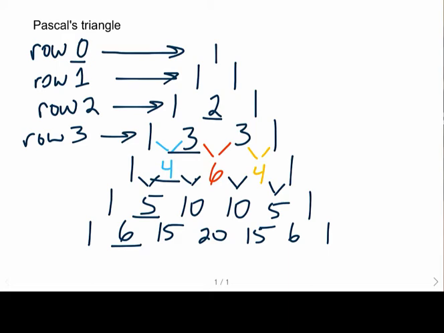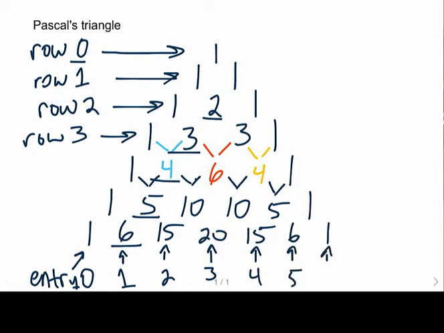So if we look at the last row that we wrote, which is the sixth row, 1, 6, 15, 20, 15, 6, 1, the first number, the 1, is entry 0. The 6 is entry number 1. The 15 is entry number 2. And so if we just keep numbering these, we have entry 3, 4, 5, and then 6. And so while there are actually 7 numbers in the 6th row, they are numbered 0 through 6. Okay, I know it's weird. You kind of deal with it, right?